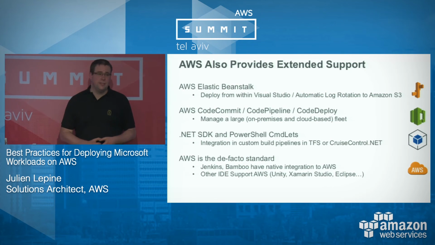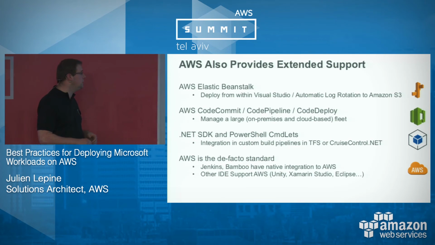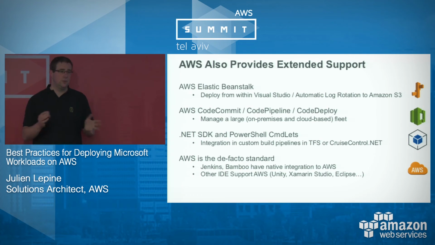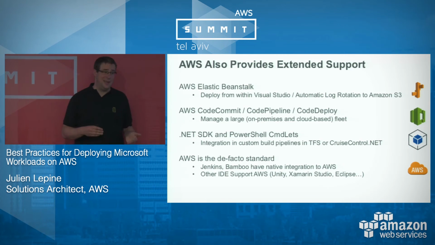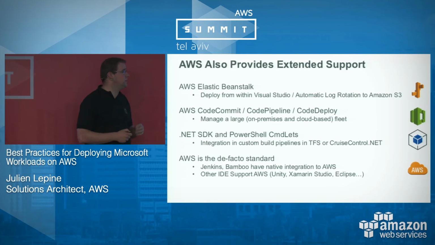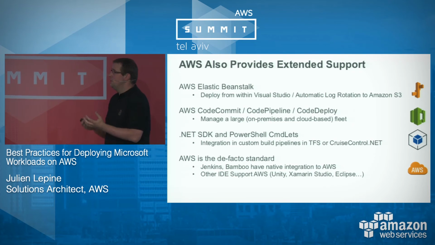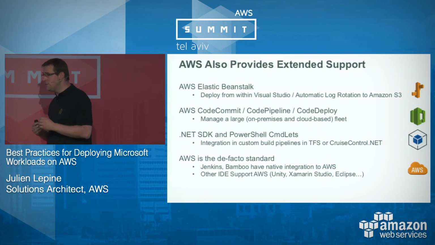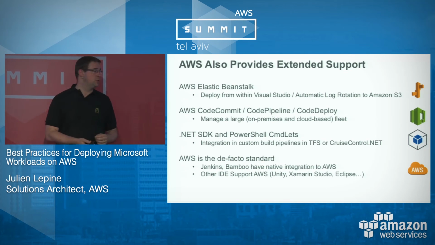We also do provide extended support. We don't only provide SDKs and ways to code. We have managed services such as AWS Elastic Beanstalk, where you just focus on your code. It's going to be deployed, managed, and fully automated in terms of scaling, backing up, and deployment processes. We have the CodeStar services, so CodeCommit, CodePipeline, CodeDeploy, that automate everything from the moment you click commit on Git to the moment it's deployed in production.